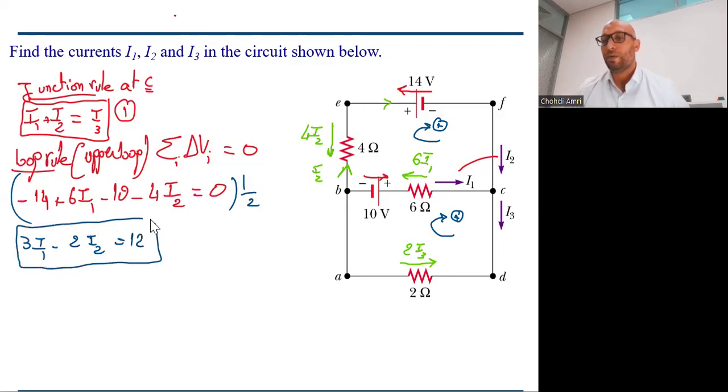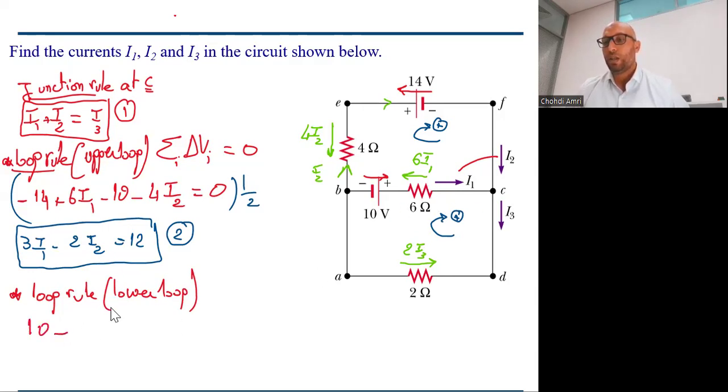Good. This is our second equation. Let's apply the loop rule on the lower loop. What are we going to get? Of course, here with 10 volt, in this case, it will be clockwise with the positive direction, minus 6 I1, minus because it's opposite to the positive direction assigned in the lower loop. Here we don't have anything, minus 2 I3 equal 0.